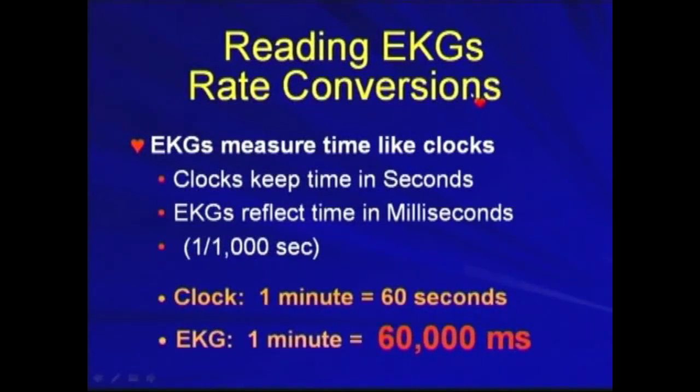When we read the ECG, we like to know the rate. How do we calculate the rate from the ECG paper? The EKG measures time like clocks. The clocks keep time in seconds, while the EKG reflects time in milliseconds. So for the clock, 1 minute is 60 seconds. For the EKG, 1 minute is 60,000 milliseconds.